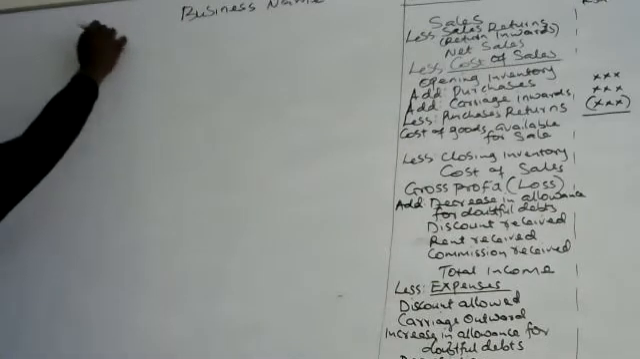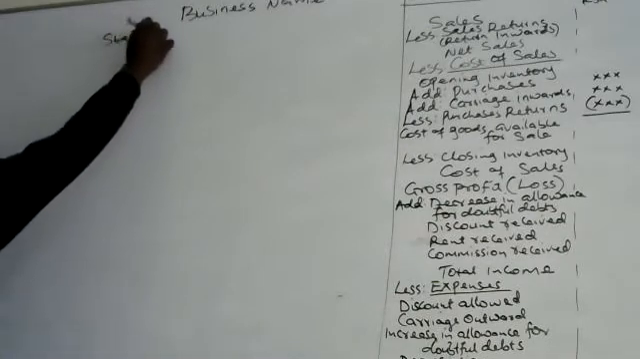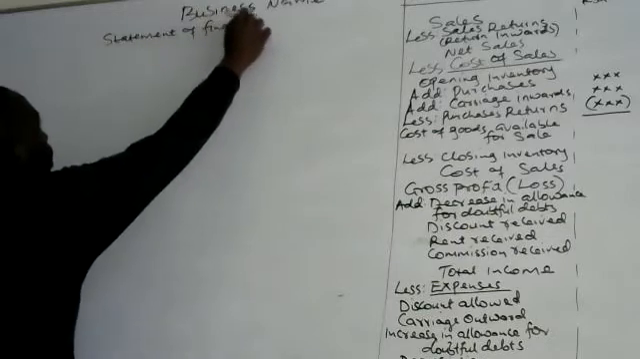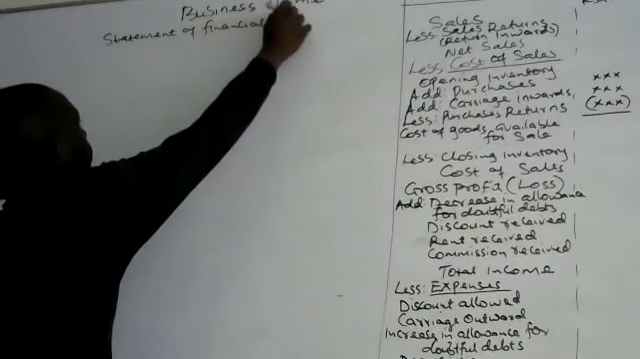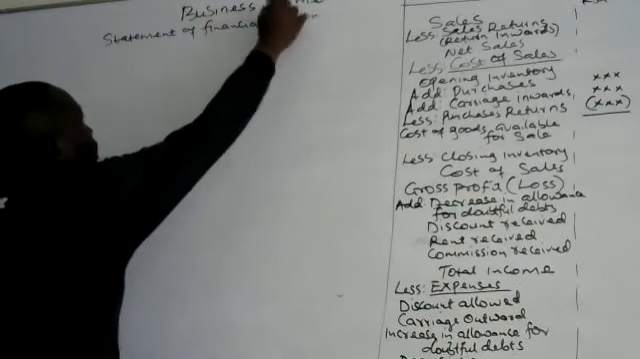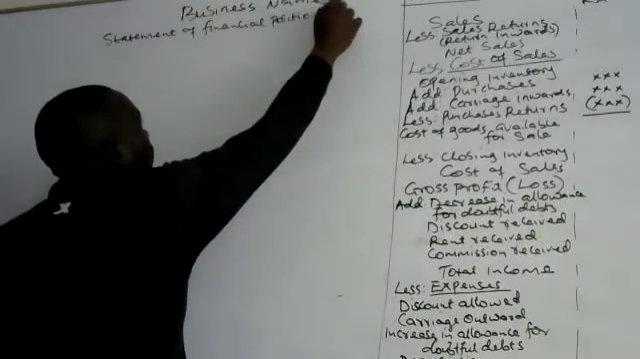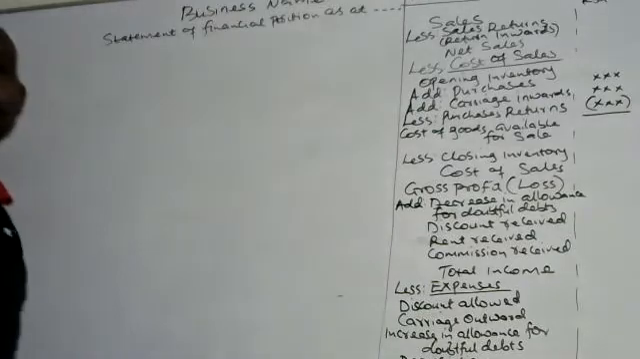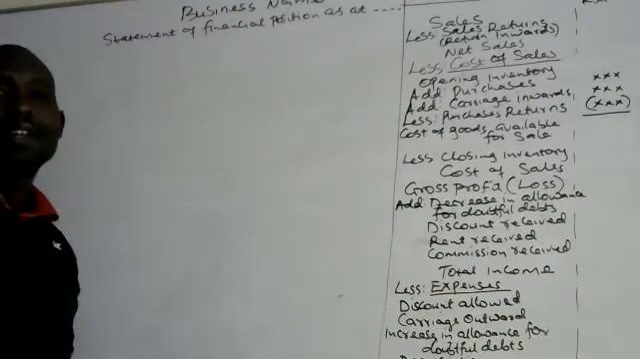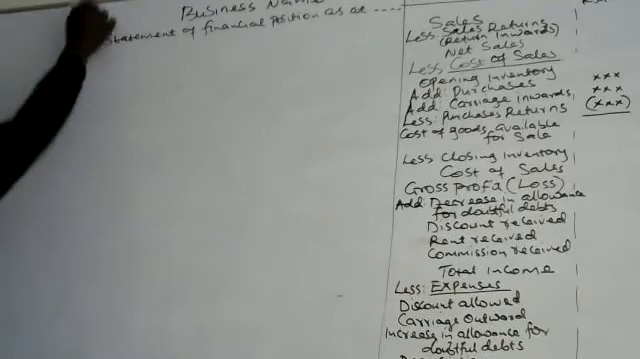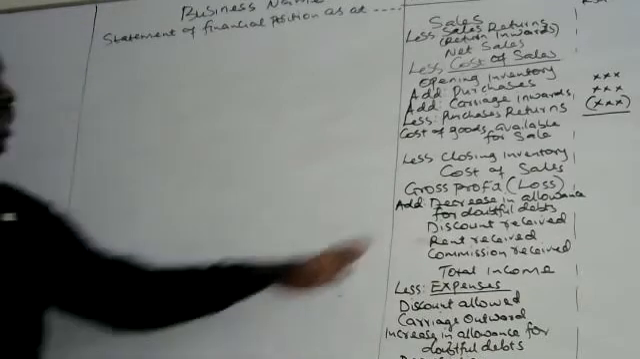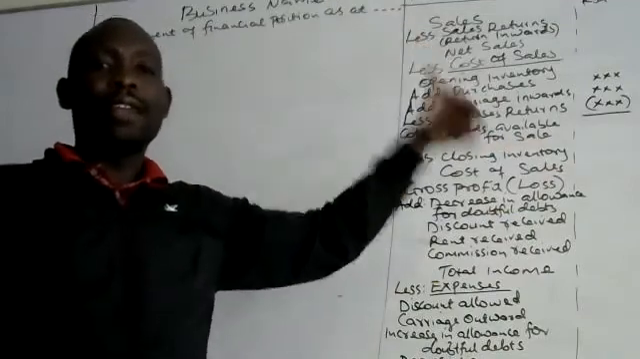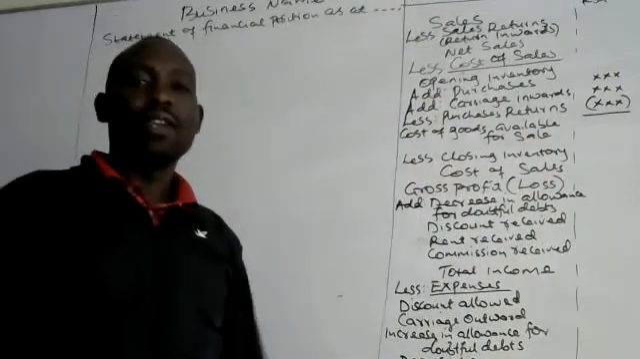Then you write here statement of financial position as at the date given. It is normally dated as at, whereas this one is normally dated for the year ended. This one is as at that last day of the financial year.